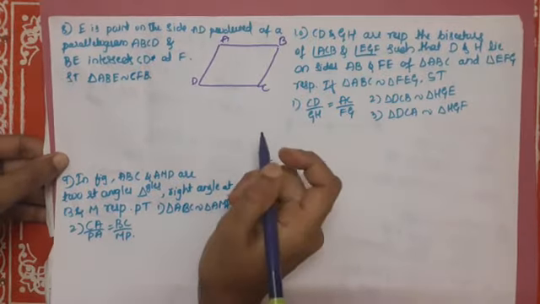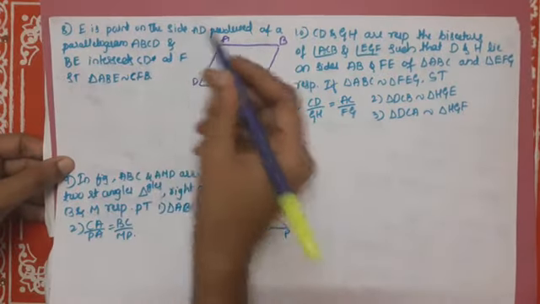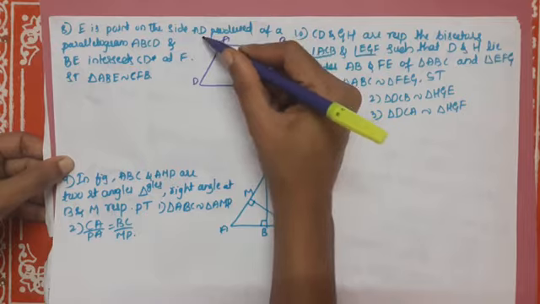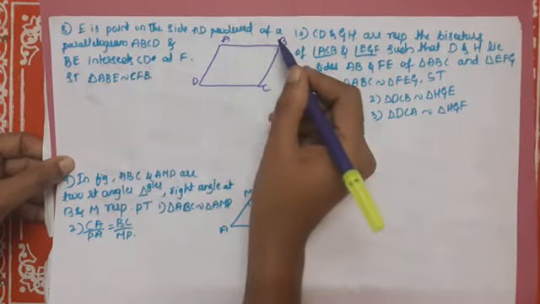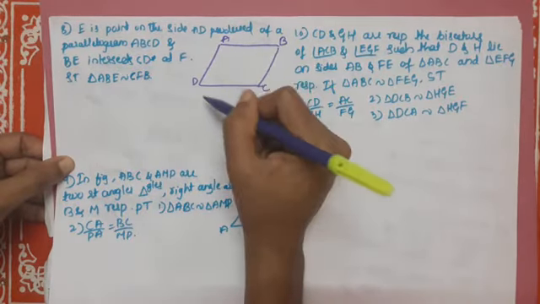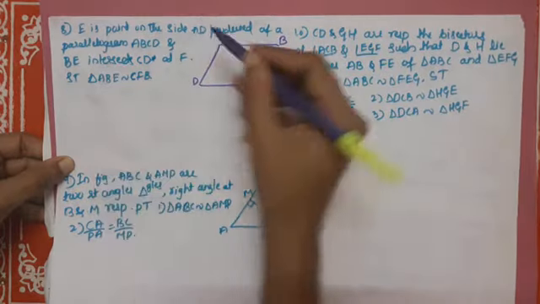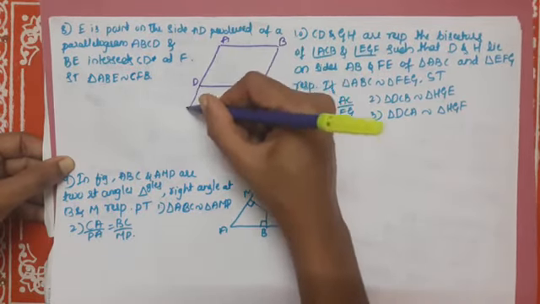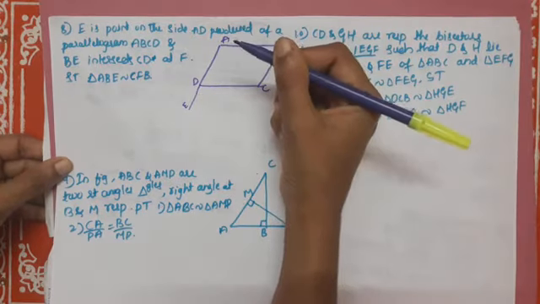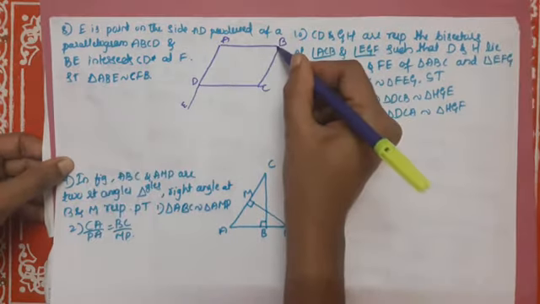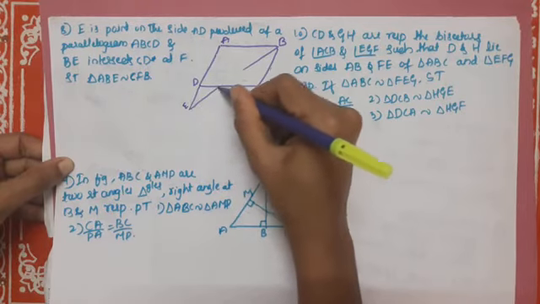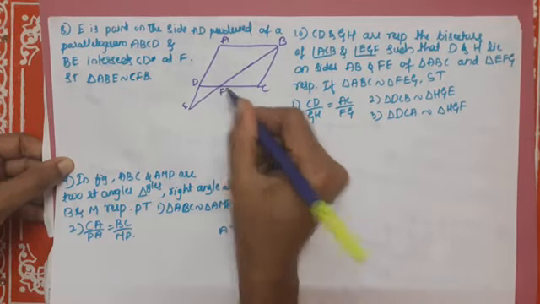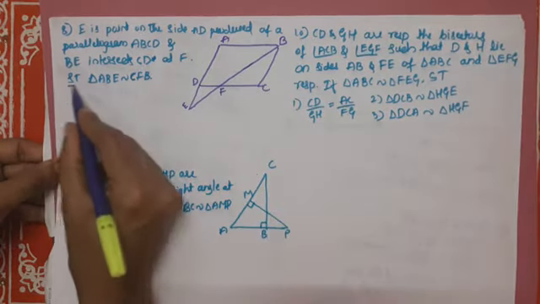Here, the eighth question. E is a point on the side AD produced of parallelogram ABCD. First I have taken parallelogram ABCD here, and E is a point on AD produced. And BE intersects CD at F. Then we need to prove this.